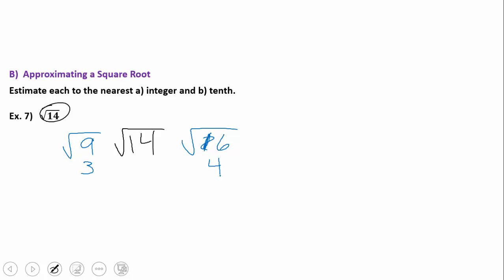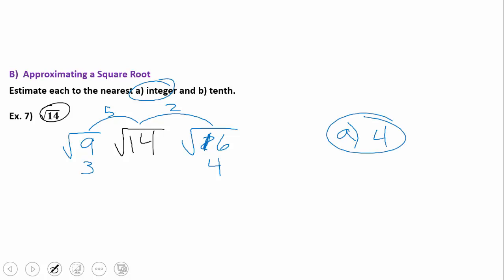Now, which one is it closest to? Because part a says the nearest integer. So, let's see, between 9 and 14 is 5, and between 14 and 16 is 2. So which one is it closest to? That's right, it's closer to 16. So the answer, estimating to the nearest integer, would be 4. All right? So let's go to b.